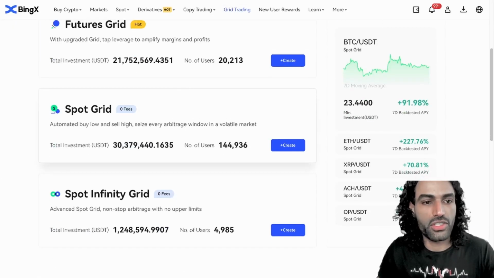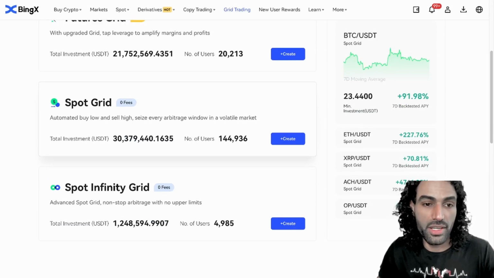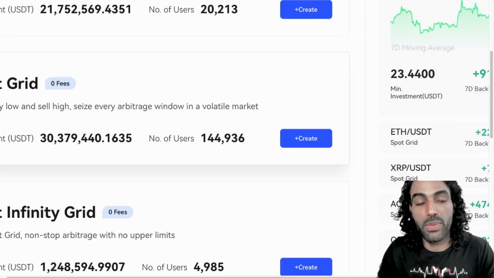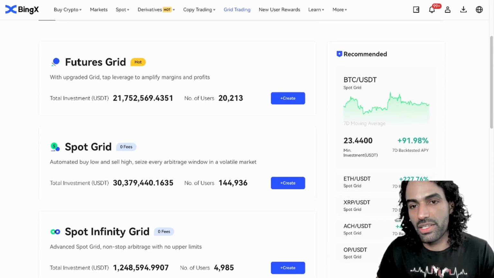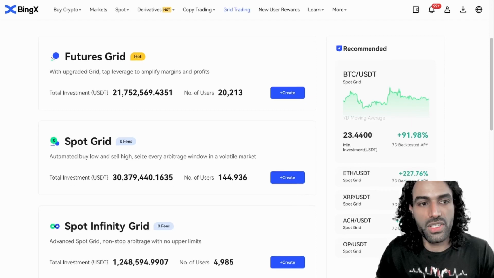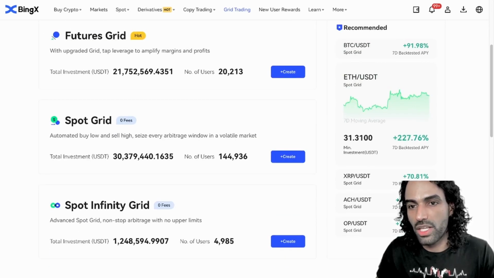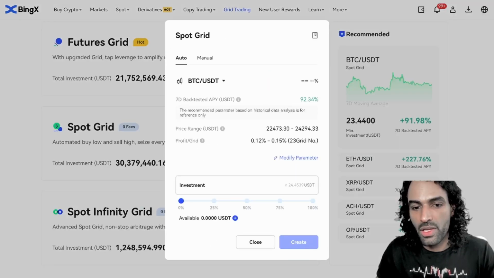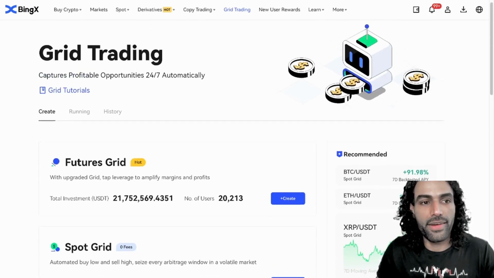We got grid trading, which is another one, an automated buy low and sell high strategy. It's an arbitrage strategy in a volatile market. You see here, the total investment right now is almost 30 million, and the number of users who use spot grid trading is almost 250,000 traders. And you see here the last investment on future grid, the P&L for Ethereum we got almost 200%, for Bitcoin we got almost 91%. So this is another strategy on BingX.